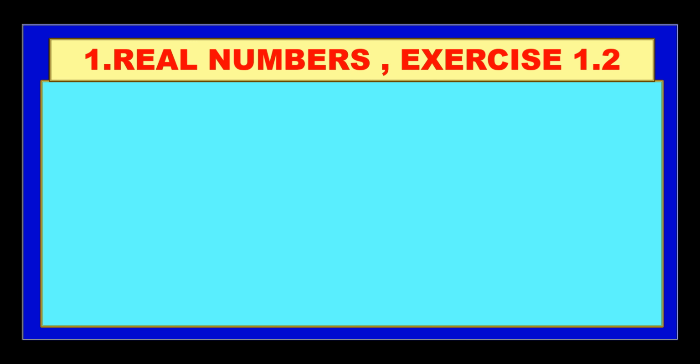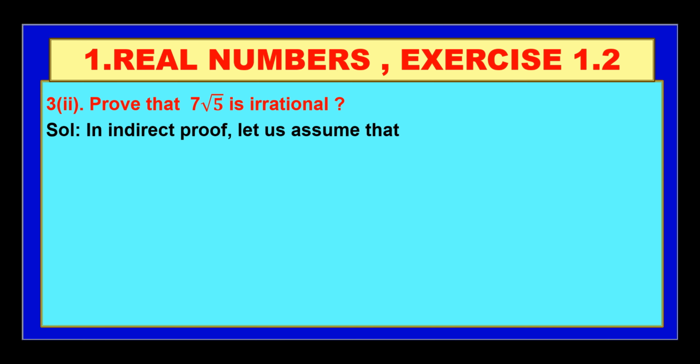Let us solve question number 3, second bit. Chapter real numbers, exercise 1.2, question number 3 and second bit. Prove that 7 root 5 is an irrational number. Prove that 7 root 5 is an irrational number. Here in indirect proof, again we will start with indirect proof. In indirect proof, let us assume that the given question is false.